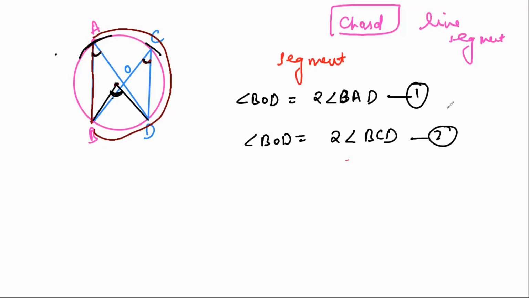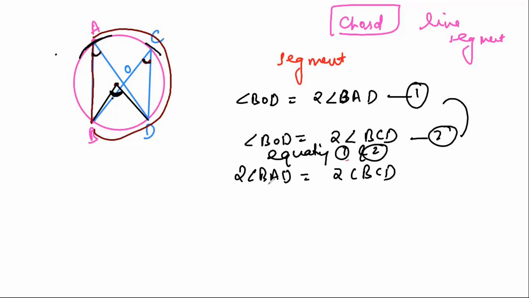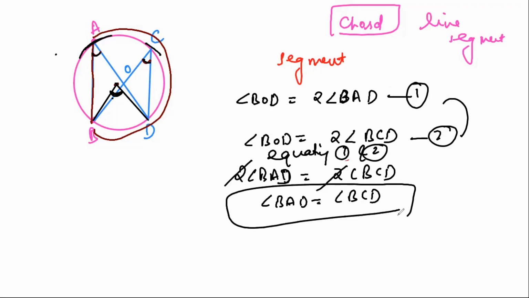Now, if I compare these two equations, their left hand sides are equal. So if their left hand sides are equal, then their right hand sides are also equal. So I am equating equations 1 and 2. Twice angle BAD is equal to twice angle BCD, the 2 and 2 cancelling out. So angle BAD equals angle BCD, as simple as that. So now we have proved that angle BAD equals angle BCD.